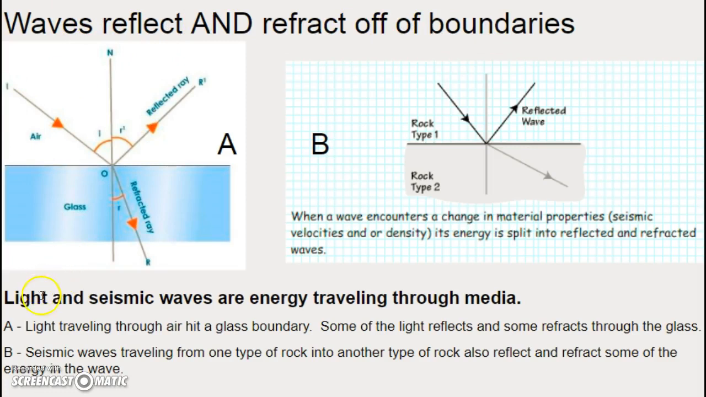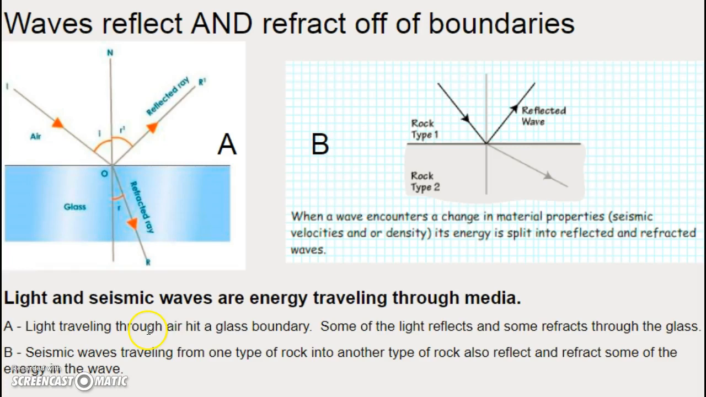We're going to use light just because we'll be able to observe light. Light and seismic waves are energy traveling through a medium. So let's consider light traveling into this material right here. Say this is glass. Some of that energy is going to reflect off here. It's simply called the reflected ray. And some of that energy is going to refract into the glass.